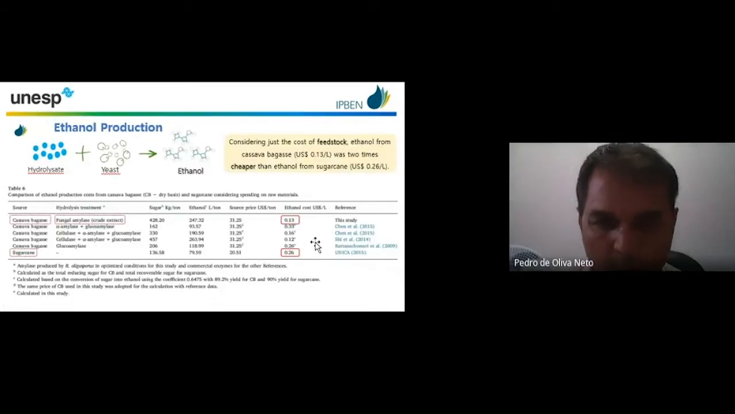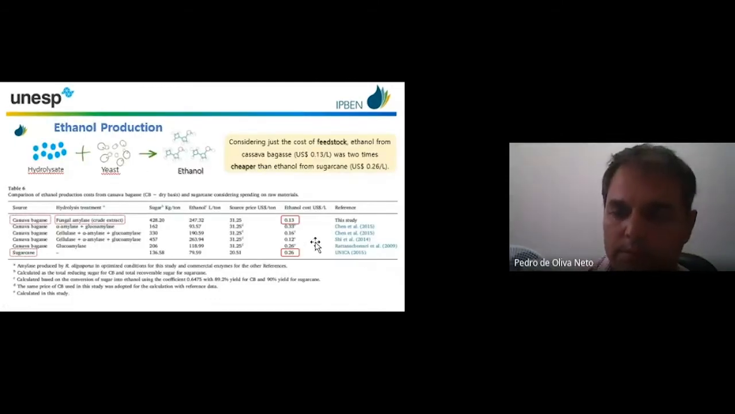And we can compare the cost of feedstock, cassava bagasse, and sugarcane. If we compare only the feedstock, it's half the cost of sugarcane. So it's economical too. And we can improve the profit of the technology using cassava bagasse.